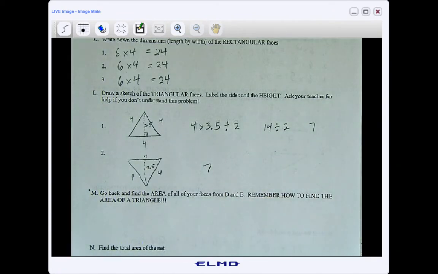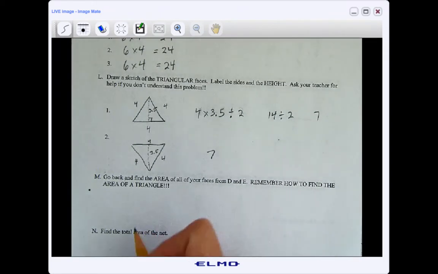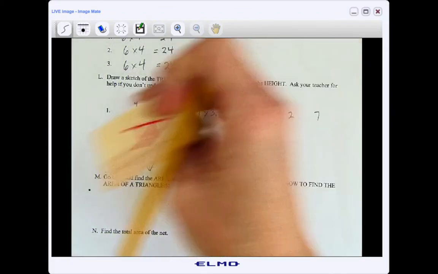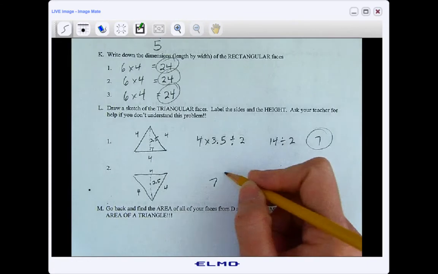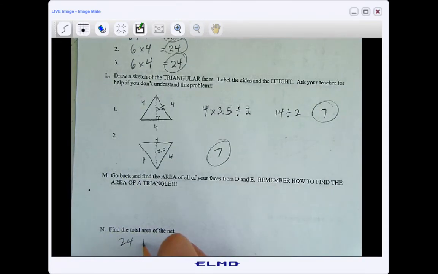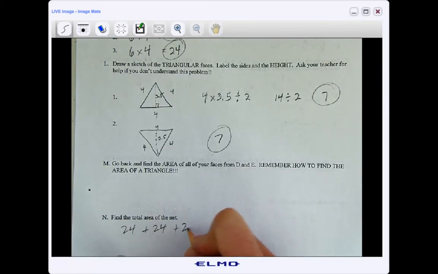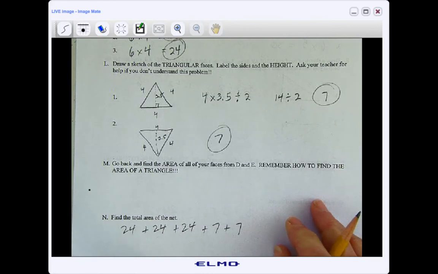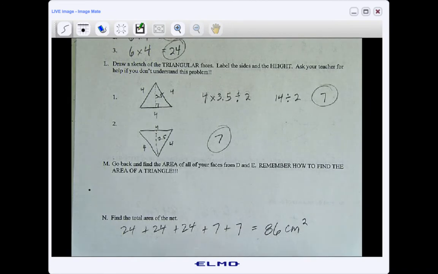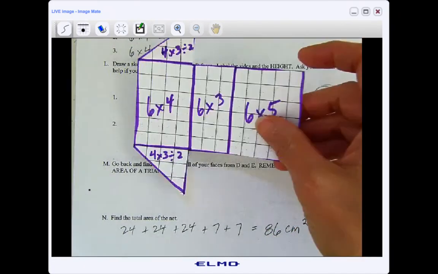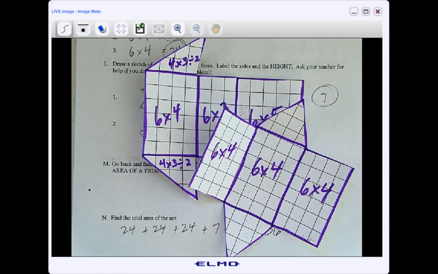So now I'm going to find the total area of the net. Again, yours might be different if you didn't have block A. I'm going to add my 3 rectangles and my 2 triangles: 24 plus 24 plus 24 plus 7 plus 7. Did you get a total of 86 centimeters squared if you had A? All right, so that's how you make a net for a triangular prism, and how you use your net to find its surface area.